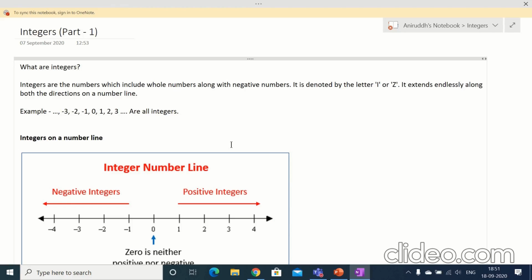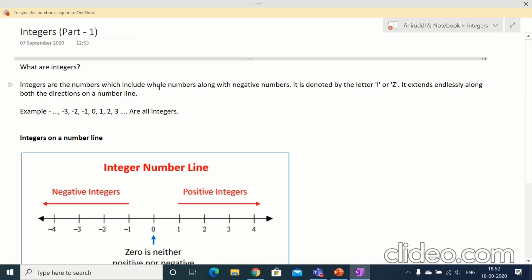Today we'll learn a new chapter in maths, that is integers. So let's start. First of all, what are integers? Well, integers are the numbers which include whole numbers along with negative numbers. It is denoted by the letter I or Z.